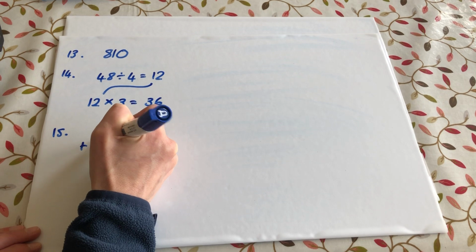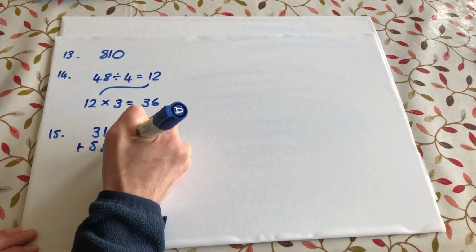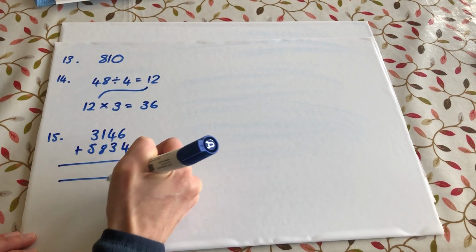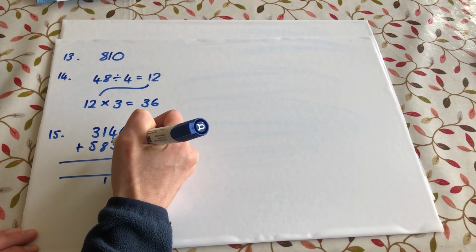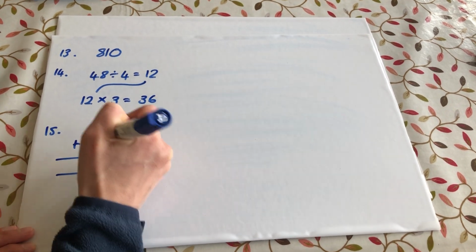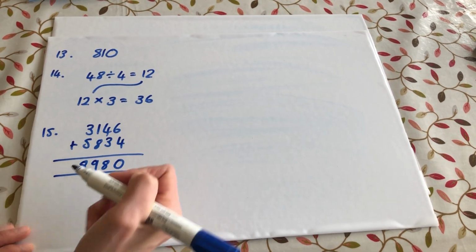3,146 plus 5,834. 6 add 4 is 10, put the 0 in, carry the 1. 4 add 3, add 1 is 8. 8 add 1 is 9. 5 add 3 is 8.